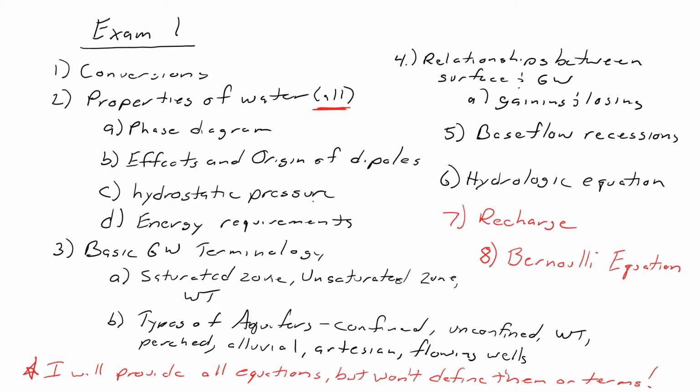We spent a bit of time talking about relationships between groundwater and surface water, and the differences between gaining and losing streams. But we spent a fair bit of time the last 2 weeks talking about base flow recessions, how to calculate what stream flow should be at various points after a recession begins. We're going to continue on with that a little bit tonight and look at recharge.